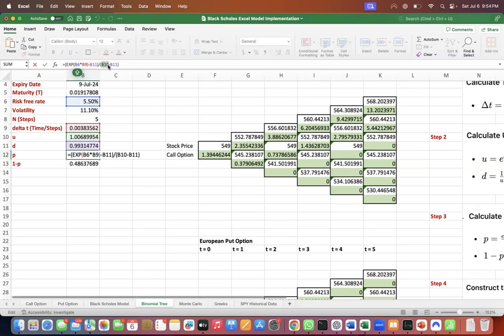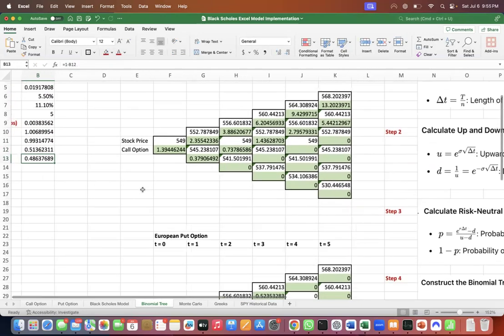And then divided by U minus D. So this is the formula that you will use to calculate the P, and 1 minus P is nothing but you just subtract 1 from P. That's it. So this is how you will calculate P, which is e^(R delta T) minus D, divided by U minus D. And this is how you calculate 1 minus P.